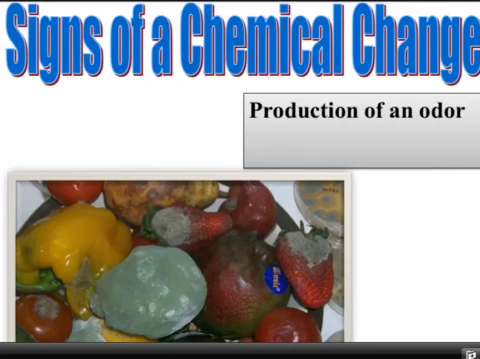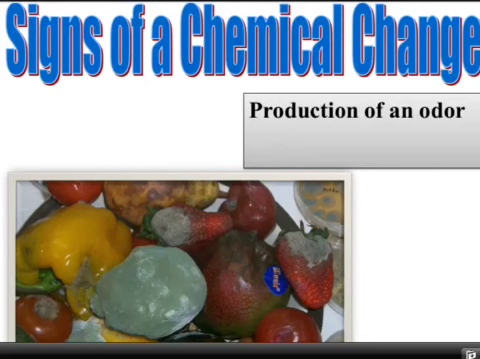Finally, this is the last sign that a chemical change has occurred: production of an odor. If something gets smelly, that's a sign that a chemical change has occurred. Like these fruits and vegetables, you can imagine they probably don't smell very good, and rotting is a chemical change. So anytime you get the production of an odor, it might be a good smell, might not be such a good smell, but either way, that's a sign that a chemical change has occurred.